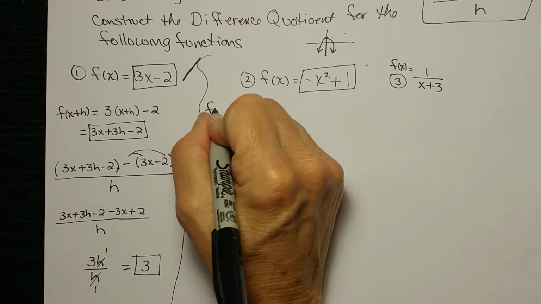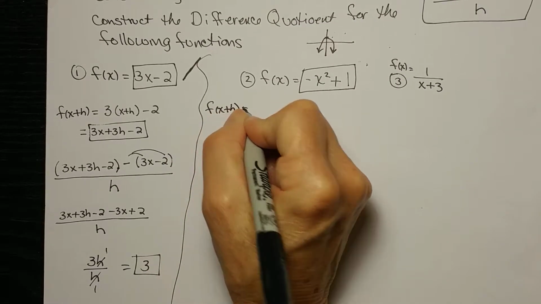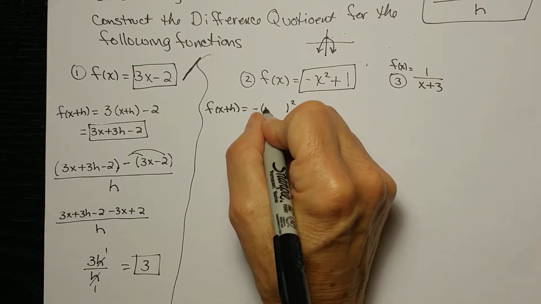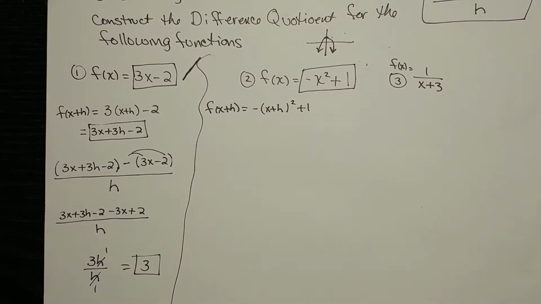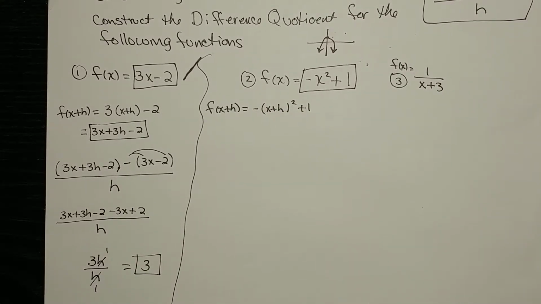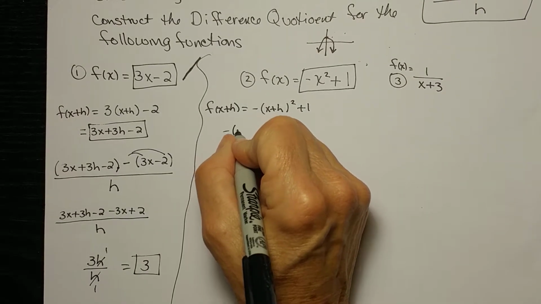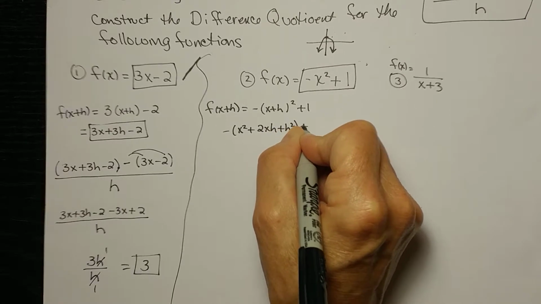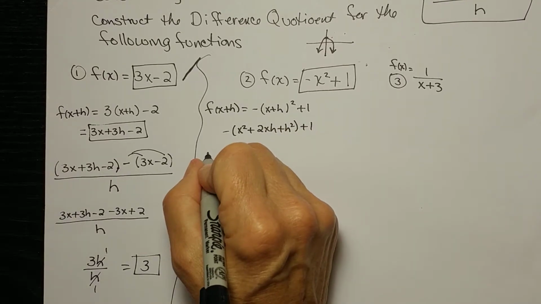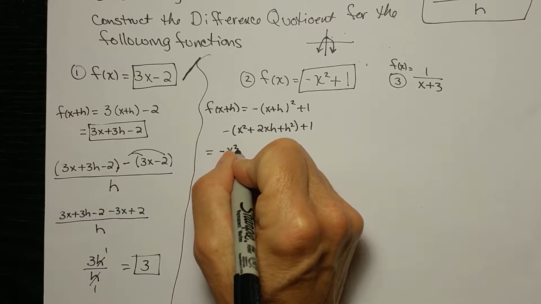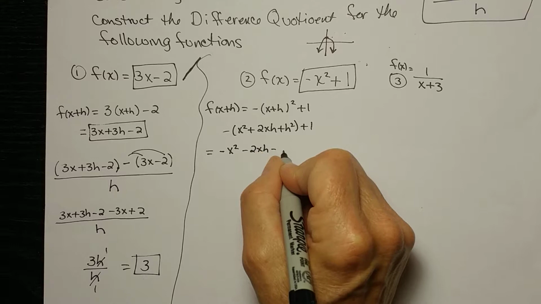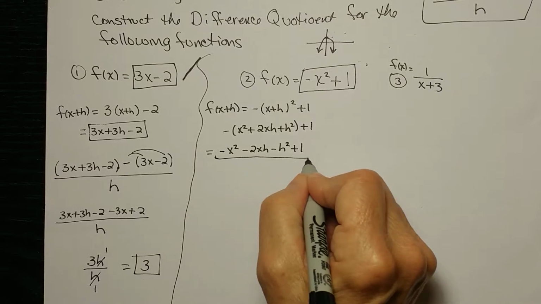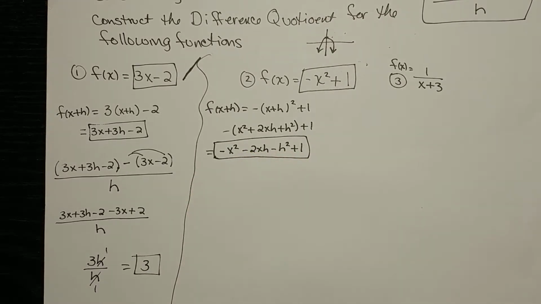Now on my scrap pad, I'm going to figure out what f of x plus h is equal to. It's going to be negative something squared plus 1, and what goes in place of my x is x plus h. If I properly square x plus h times x plus h, it will be x squared plus 2xh plus h squared, plus 1. So f of x plus h is going to equal negative x squared minus 2xh minus h squared plus 1 after I distribute the negative. This is what's going to go into my f of x plus h.